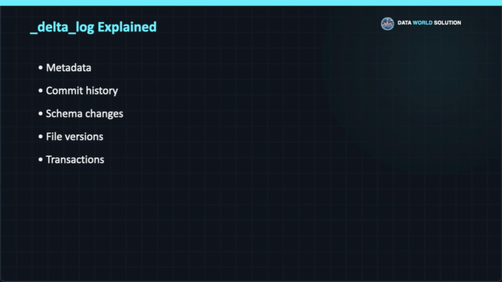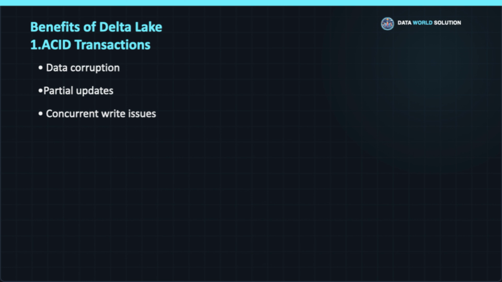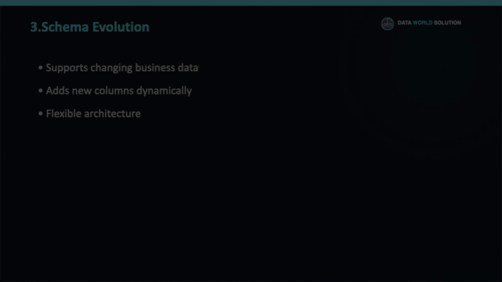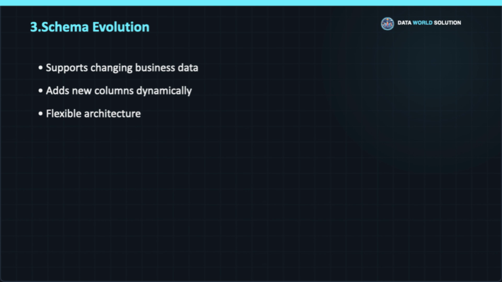Now let us discuss the major benefits. ACID transactions. Delta Lake supports reliable transactions. This prevents data corruption, partial updates, concurrent write issues. Very useful in enterprise projects. Schema enforcement. Delta Lake validates schema before writing data. For example, if table column is integer and someone tries to insert string values, Delta Lake prevents incorrect data insertion. This improves data quality. Schema evolution. Delta Lake can automatically evolve schema. Suppose new column arrives in source system, Delta Lake can add the new column dynamically. Very useful for evolving business systems.